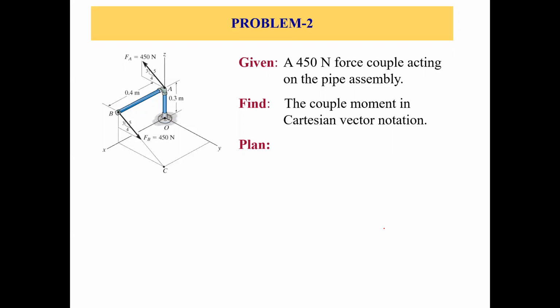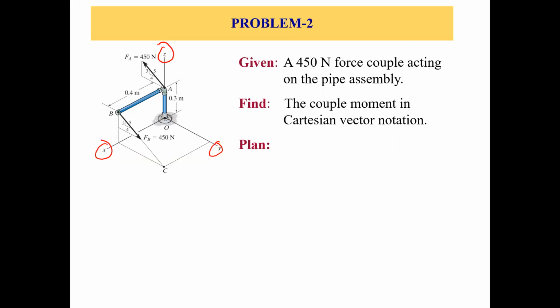And the problem is three-dimensional. We have x-axis, y-axis, and z-axis. The dimensions are given, so no need to worry about that. Now, if you consider these two forces, FA and FB, they are equal, 450 newtons each, and they are opposite, and they are parallel, and they have 0.4 meters perpendicular distance between their lines of action. So they create a couple. And we know that once there's a couple, there's a moment of a couple.